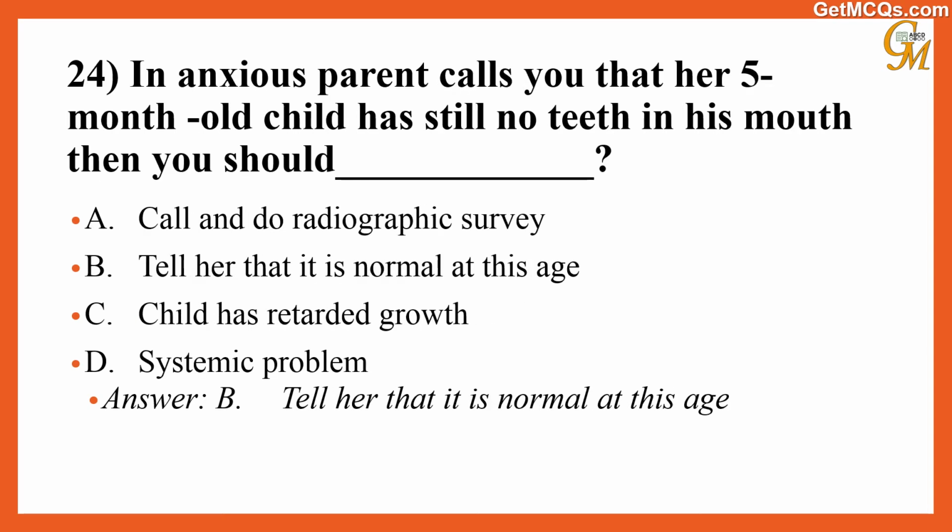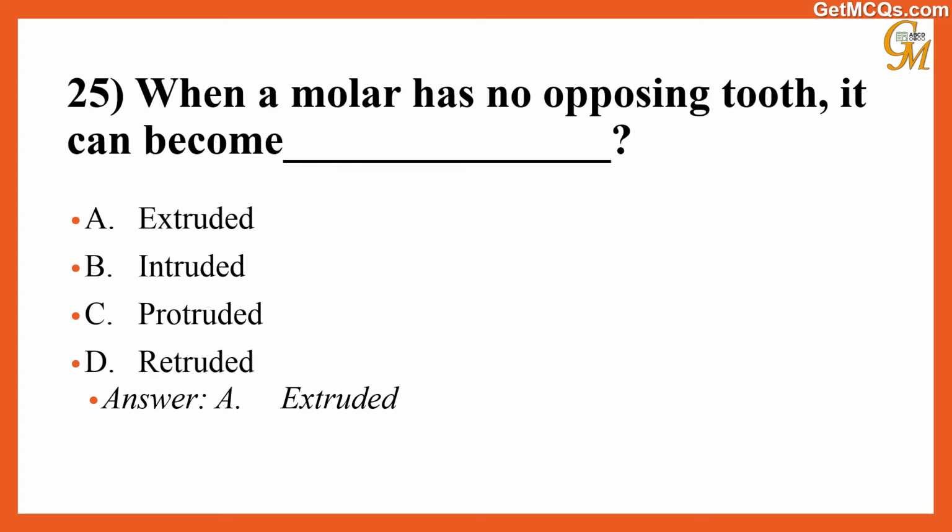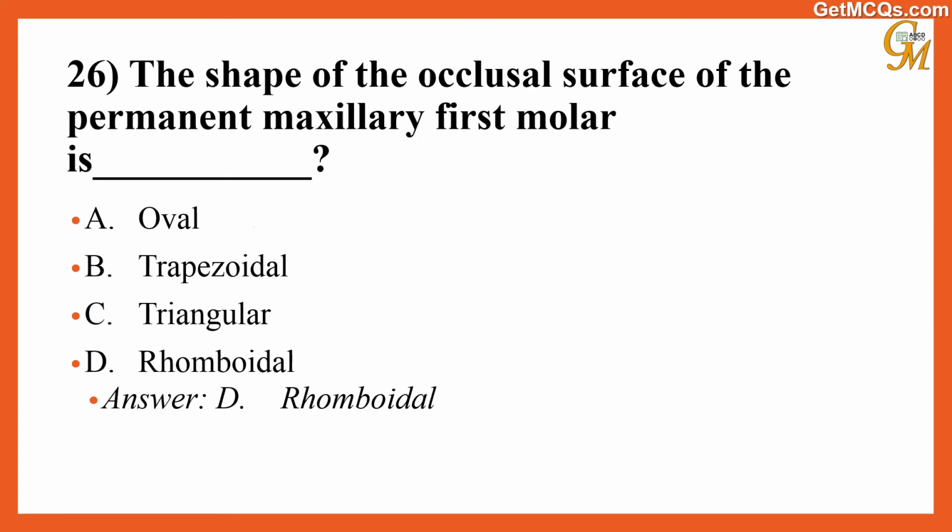24. An anxious parent calls you that her 5-month-old child has still no teeth in his mouth, then you should? Answer: B. Tell her that it is normal at this age. 25. When a molar has no opposing tooth, it can become? Answer: A. Extruded. 26. The shape of the occlusal surface of the permanent maxillary first molar is? Answer: D. Rhomboidal.